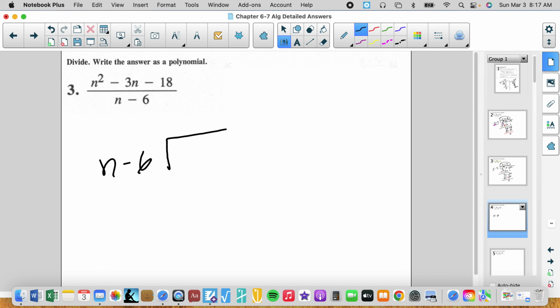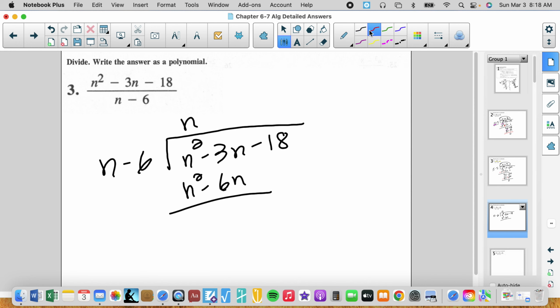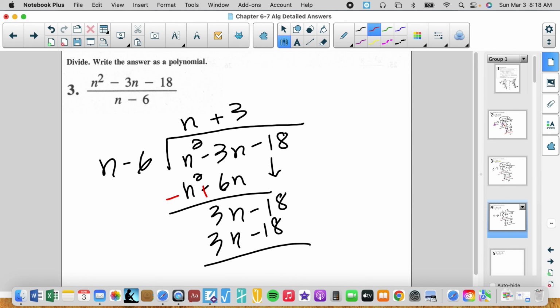N minus 6 goes into n squared minus 3n minus 18, and goes into n squared n times. We get n squared minus 6n. Let's change the signs. Those cancel, and we're left with 3n. Bring down the negative 18. n goes into 3n 3 times. We get 3n minus 18. Change the signs of each of those, and we get 0, and that's my answer.